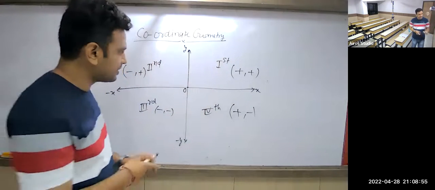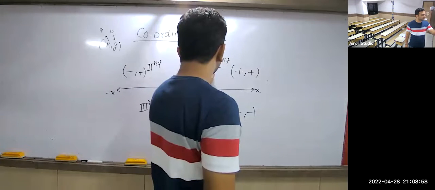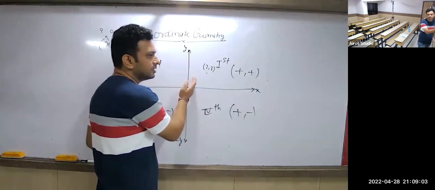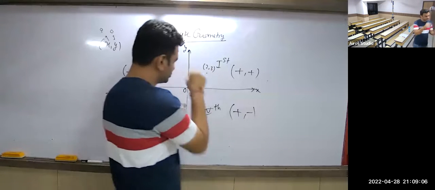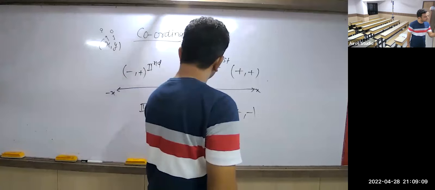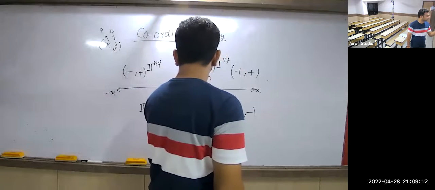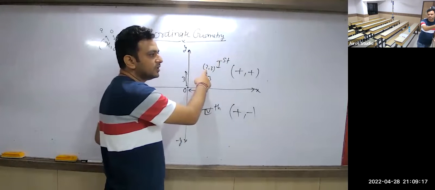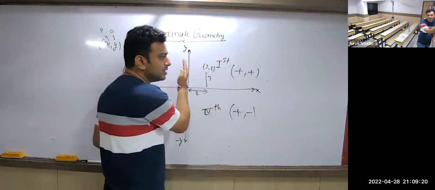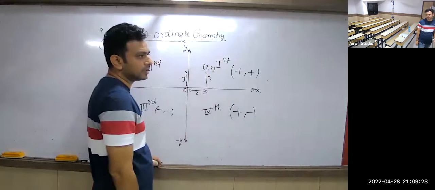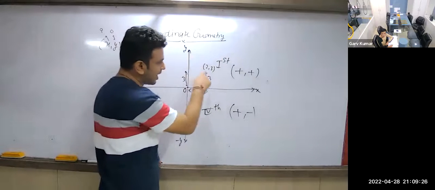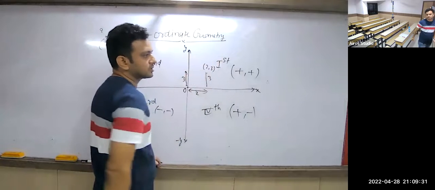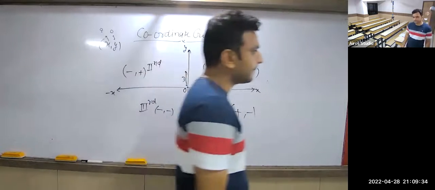So if this is the point (2, 3), that means its distance from the y-axis is 2, and this distance is 3. So the x coordinate represents the distance of that point from the y-axis, and the y coordinate represents the distance of this point from the x-axis. Got it? Clear?